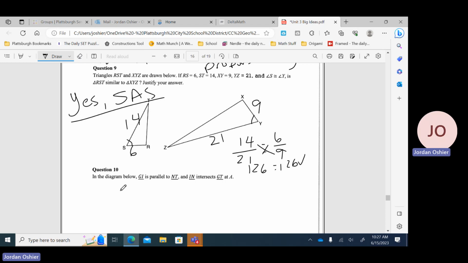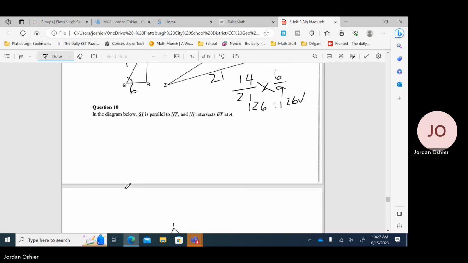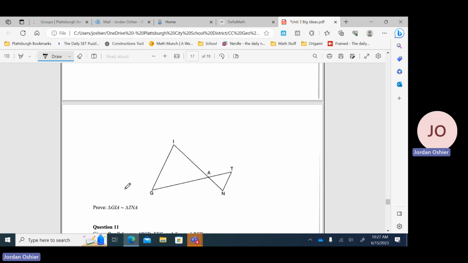Okay, in the next one, we have parallel lines intersecting at A, and we're going to do a similarity proof. Remember, whenever you see a similarity proof, this is more than likely where that's going to come from.